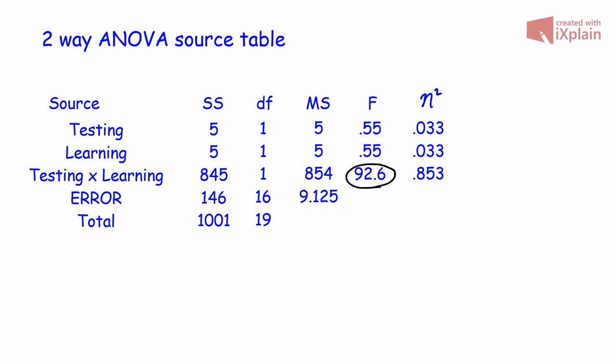Well, we have an F for the interaction of 92. That's huge. It's a very large effect. We would need to look up with 1 and 16 to find the critical value in the back of the book. Again, column 1, row 16 would give us the critical value, at an alpha value of 0.05. And again, this 92 is going to be larger than that. So we would have a drawing like this, the F value, and we're going to have the critical value here, and this 92.6 is going to be way out here, so we are going to reject the null. That means that we do have a significant interaction.